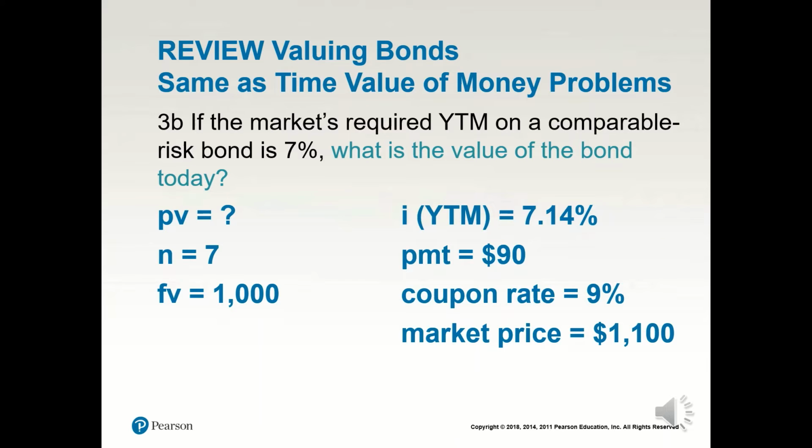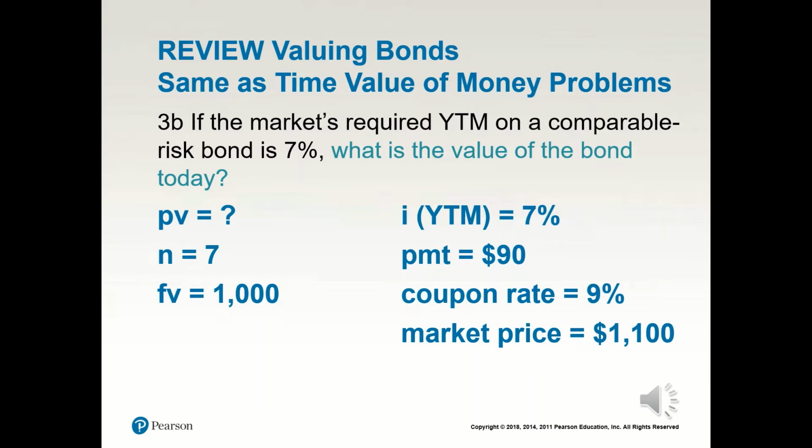The other component that changes in this problem is the yield to maturity. 7.14% is the yield that we calculated based on the $1,100 present value. But now we want to look at how much we would pay for a bond that yields 7%. So let's change the interest component to 7. Using these components, we will calculate a new present value.